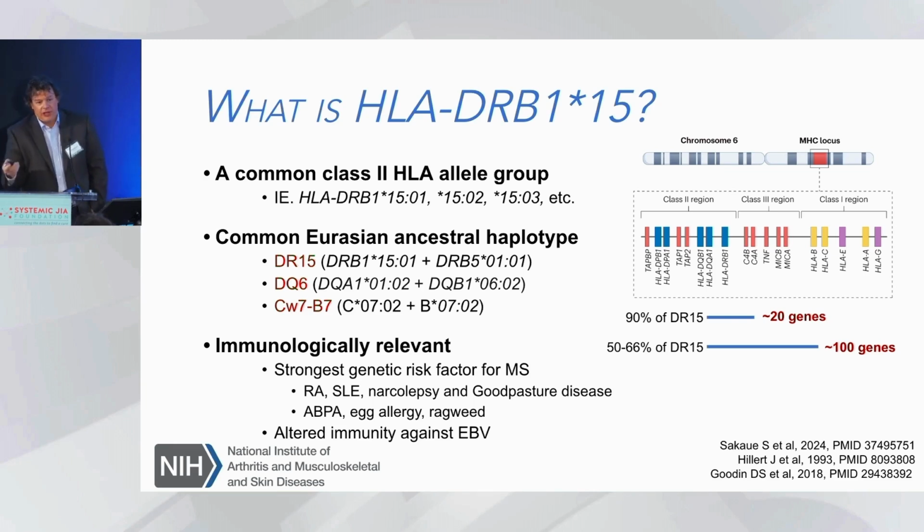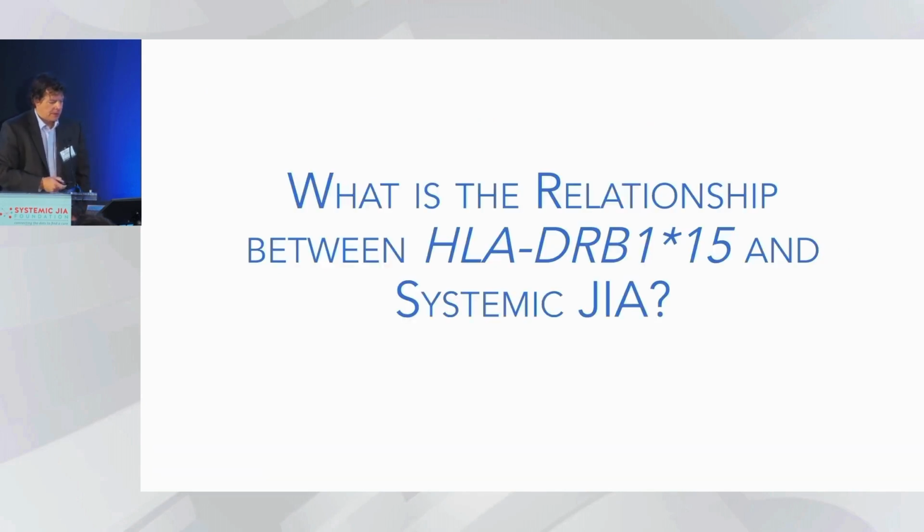DR15 is immunologically relevant. It's the strongest risk factor for multiple sclerosis. It's a pathogenicity factor for Epstein-Barr virus, and actually it kind of triangulates Epstein-Barr virus and multiple sclerosis. It's also associated with a number of different autoimmune diseases, and it's been associated with drug reactions to Augmentin in the past. So what's the relationship between HLA-DRB1*15 and systemic JIA?